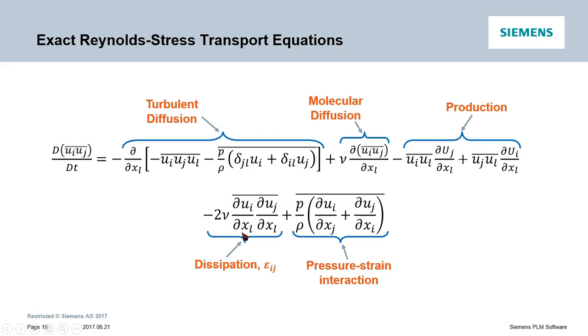The fourth term is the rate of destruction of Reynolds stresses, and the last term, perhaps the most interesting term, is the pressure strain interaction term. Interesting because pressure fluctuations act to scramble the structure of turbulence and redistribute turbulent stresses among components to make turbulence more isotropic. So this mechanism is by no means local.